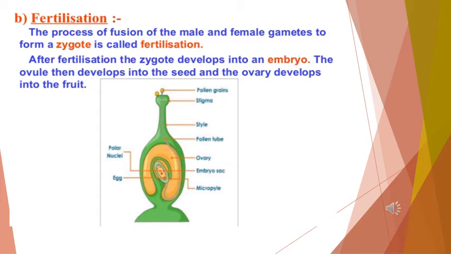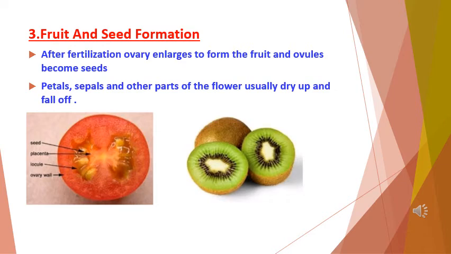Now, after fertilization, that zygote develops into an embryo. From the embryo, we have further development. Now, the need for all the reproductive parts is not there because fertilization has already occurred. So, the ovule then develops into a seed and the ovary develops into a fruit. After fertilization, as we saw, the ovary enlarges to form fruit and the ovules become tiny seeds.